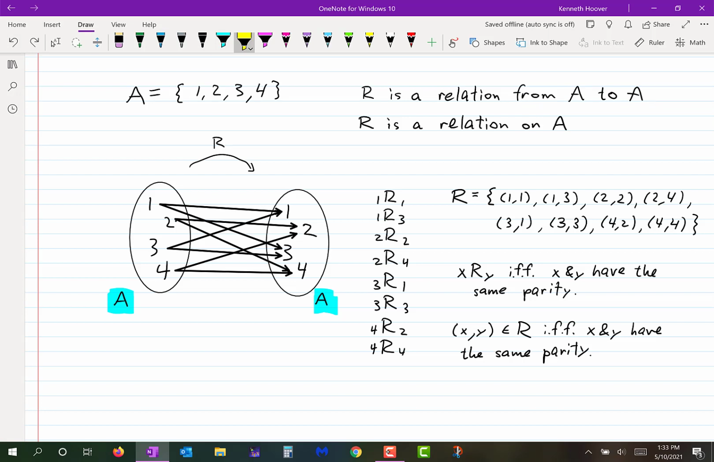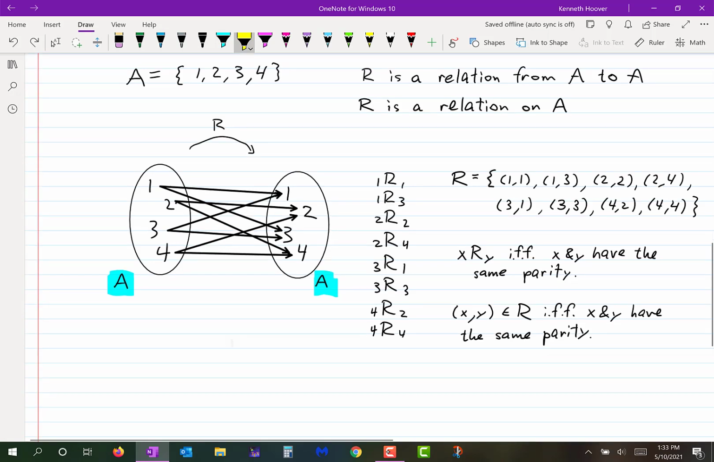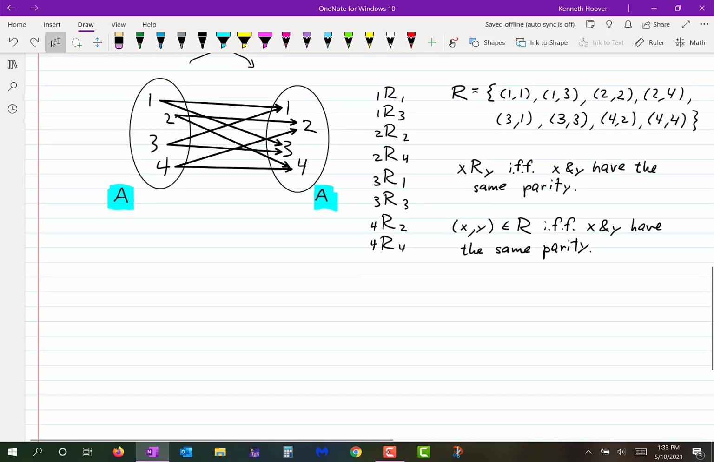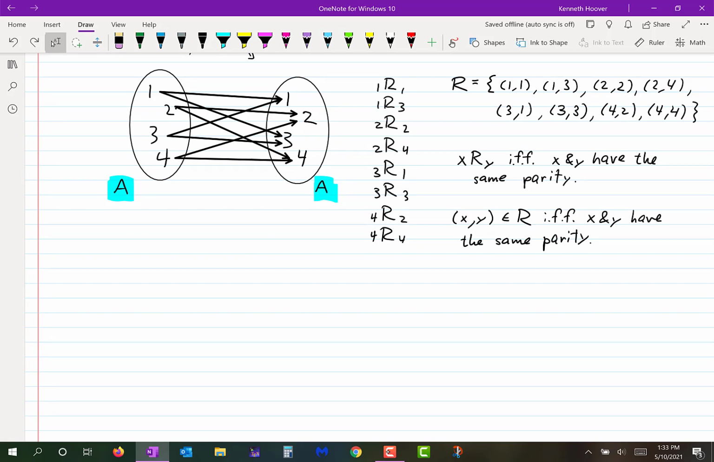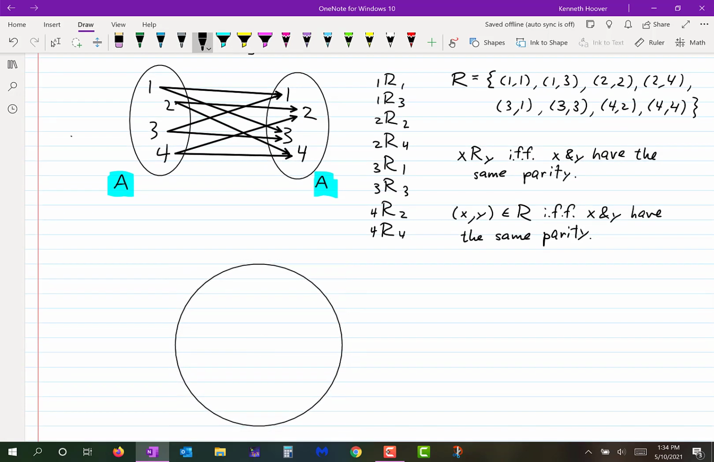Now, you might also ask this question. Since the domain and the codomain are the same, then why draw them twice in the diagram? That's a good point, and you don't have to draw them twice. I could have just drawn A once. I'll make it a little bit bigger here so it's not crowded. I could have done this.